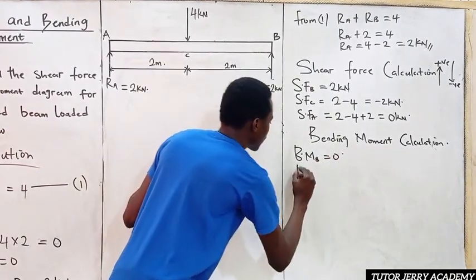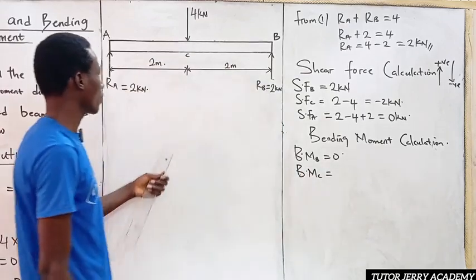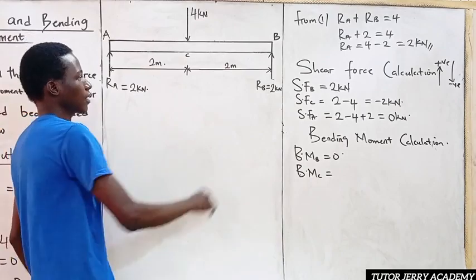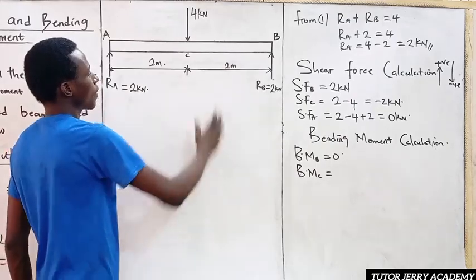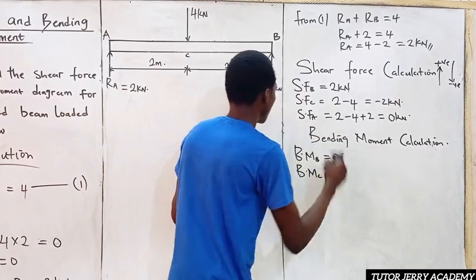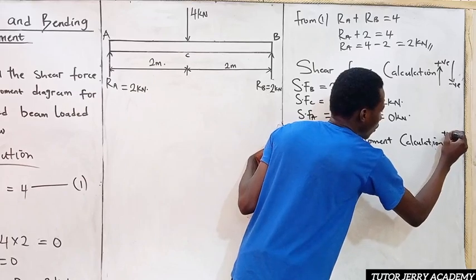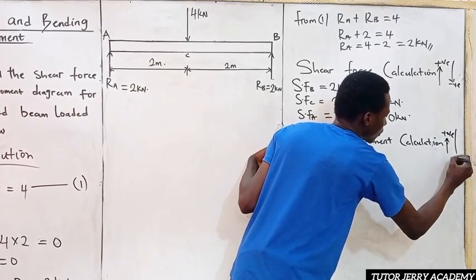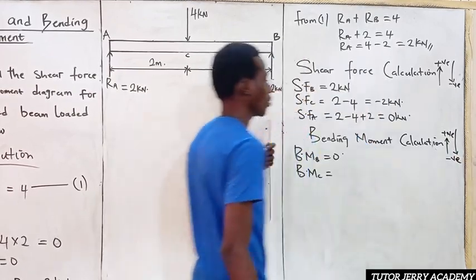So our bending moment at C will be equal to the force times the perpendicular distance. So we have 2 here. It will be 2 multiplied by 2, because we are considering upward force to be positive and downward force to be negative. Upward force is positive, downward force is negative. So this is what we have.